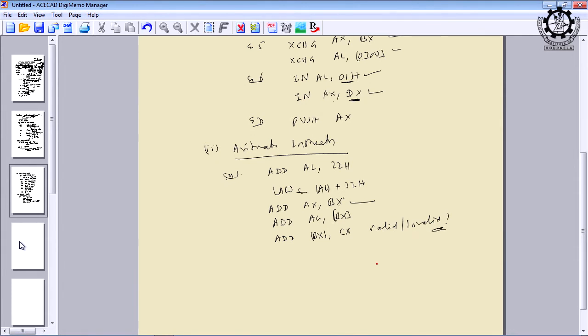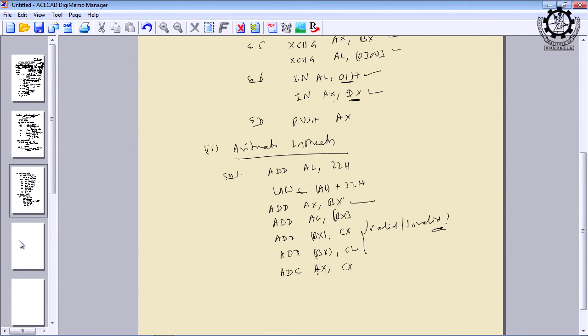This is just an assignment I am giving. Whether in 8086, can I write this instruction? ADD BX comma CX, and this also you can verify. ADD BX comma CL. Just check whether these instructions are valid or invalid.